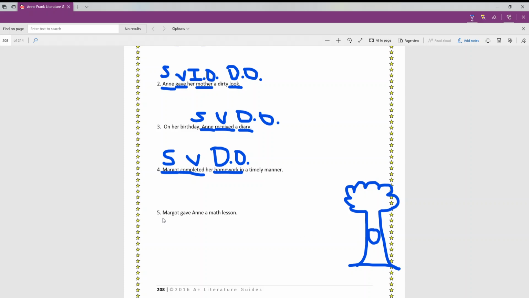All right, last one. Margot gave Anne a math lesson. Okay, so take some time, write it down, and then label it. And I'm going to add to my picture over here. So make sure you underline the subject. Make sure you underline the action verb. Is there a direct object? Is there an indirect object? All right. So I have my sun and my tree.